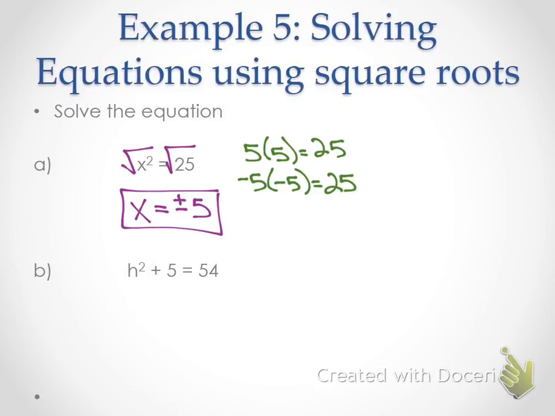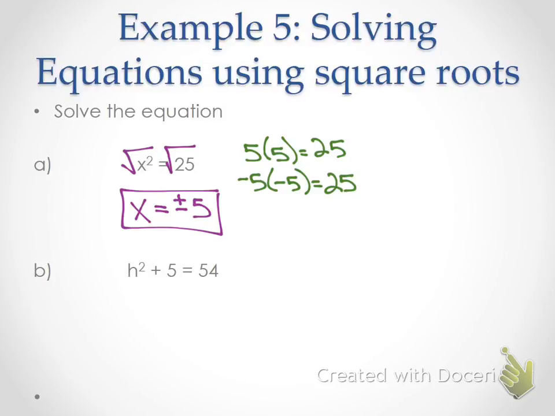What about B? h squared plus 5 equals 54. This is a two-step equation. So do you think I need to take the square root of all 3 terms first? Or would I want to move what's not connected to the variable first? What do you think? You think it's going to be fun to take the square root of 5? No. So what you can do instead is move 5 to the other side of the equation. Move what is not connected to the variable first.